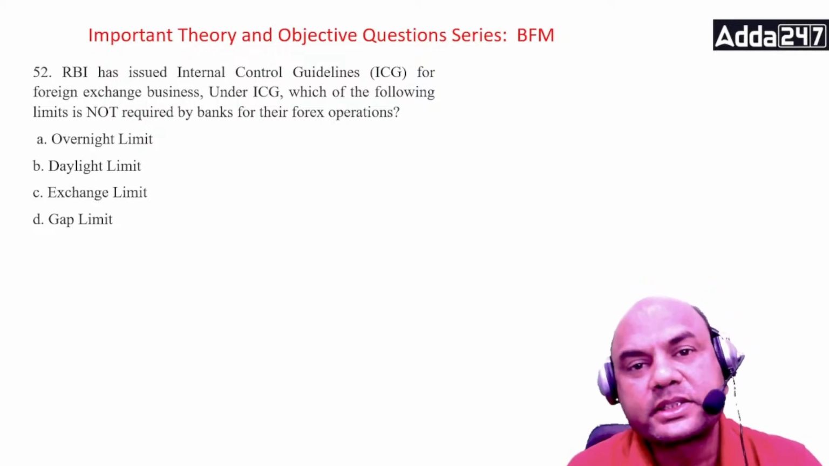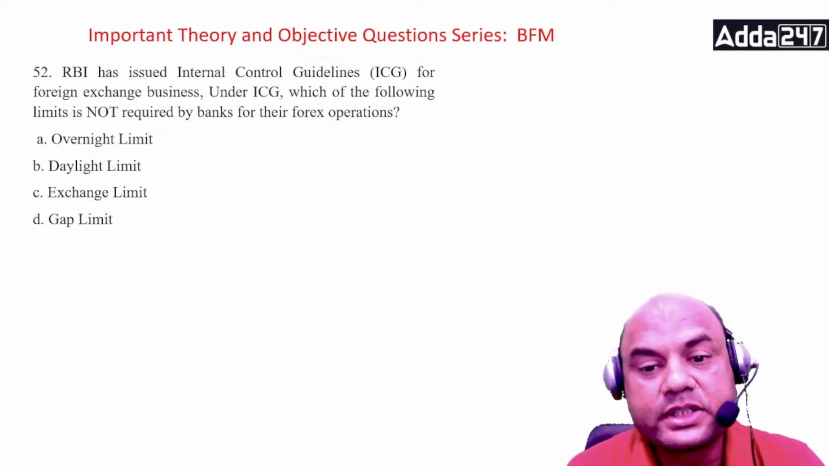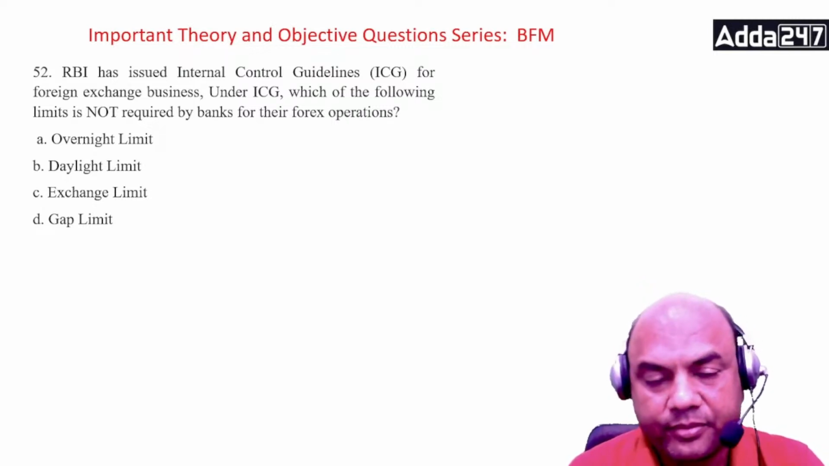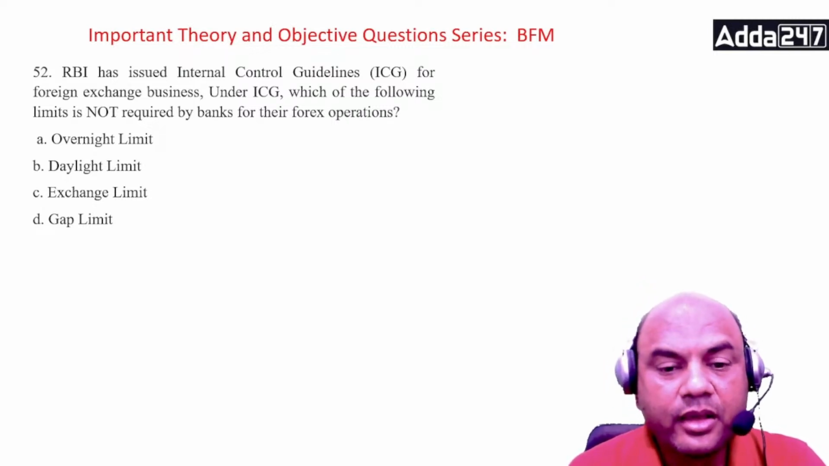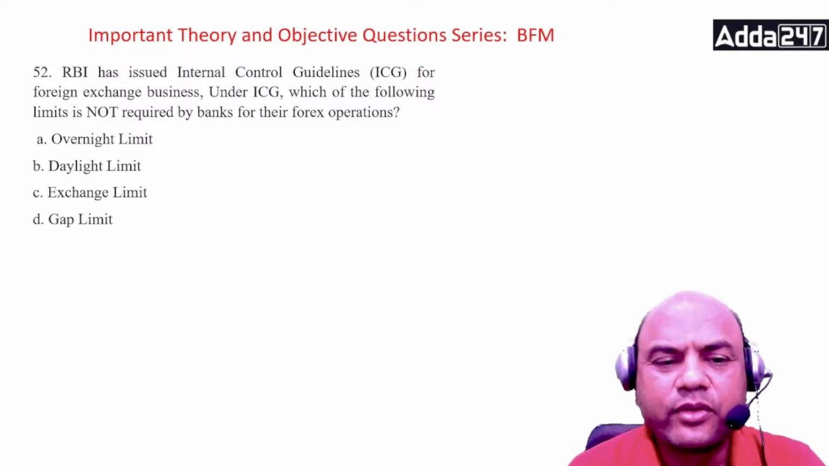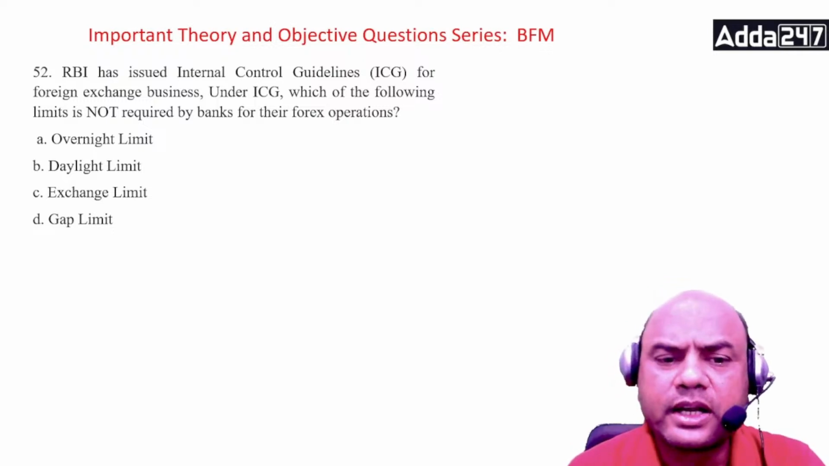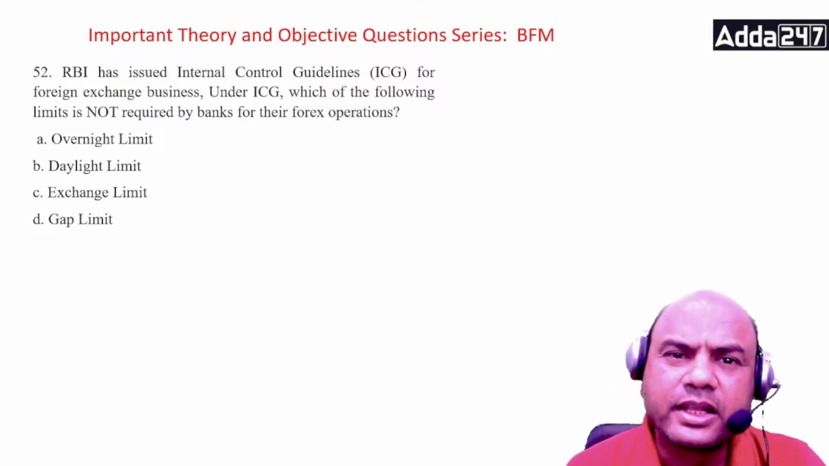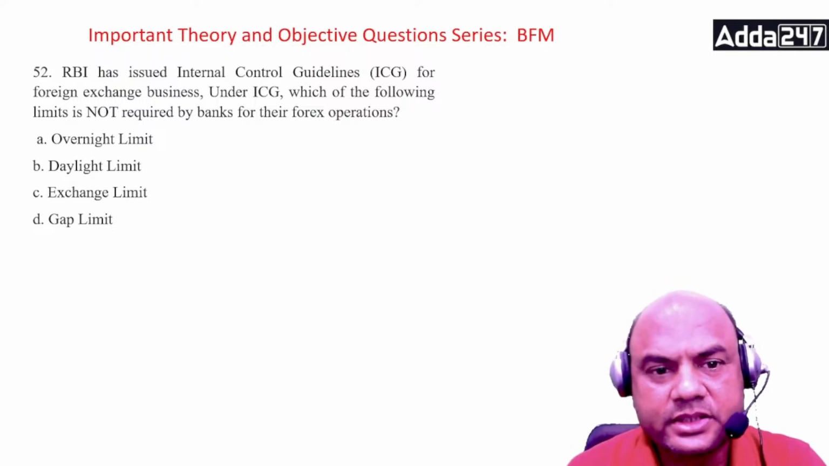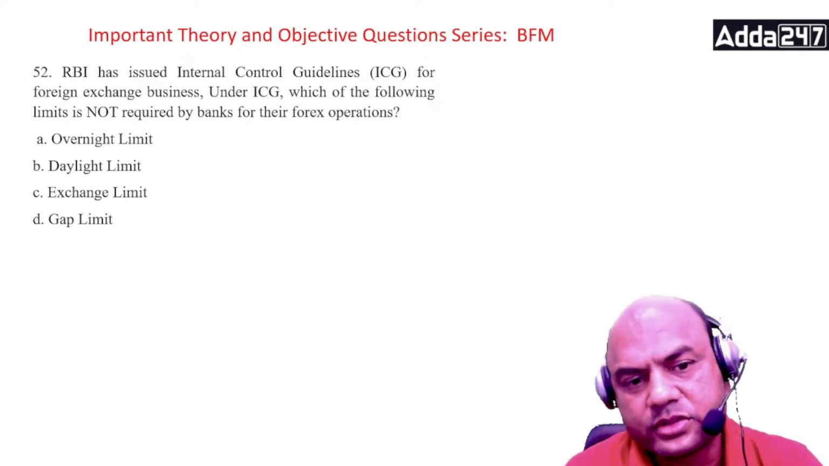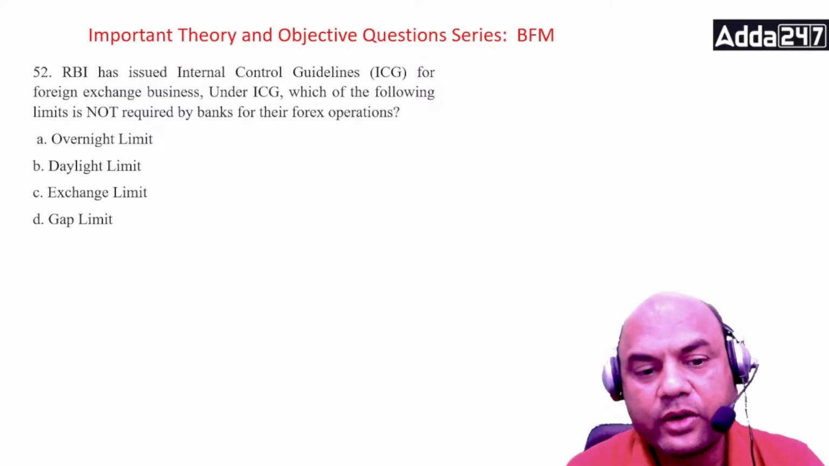Overnight limit means the maximum amount of open position which I can keep at the EOD, the end of the day. It means closing cash. I'll give you a simple example. Closing cash which is kept in the vault, that is the overnight limit. Similarly, we have closing currency; this limit applies to Forex also. Overnight limit means closing at the EOD.